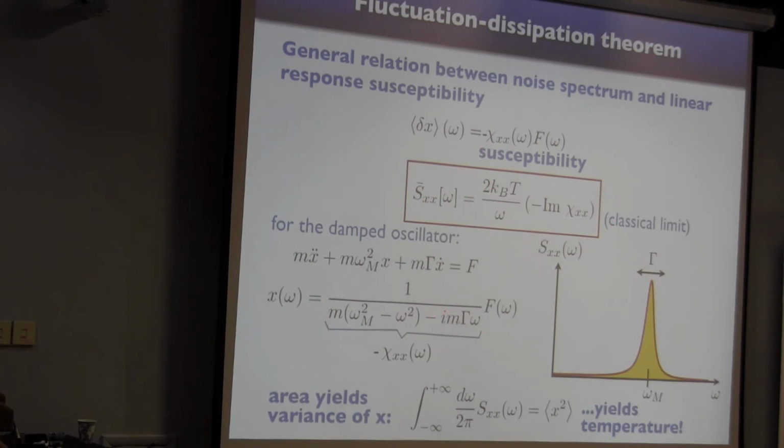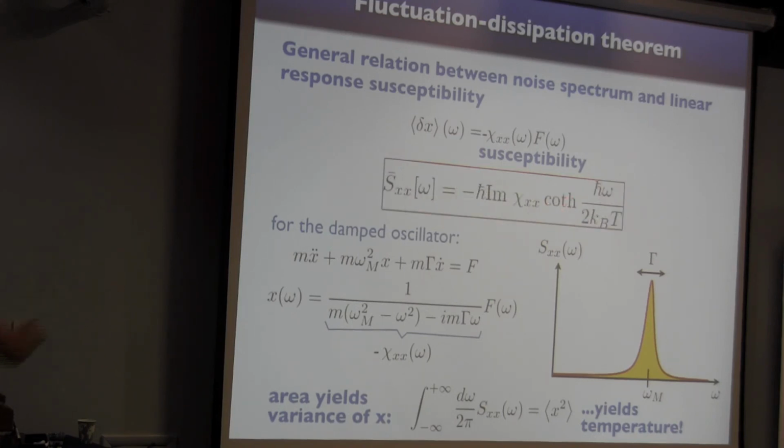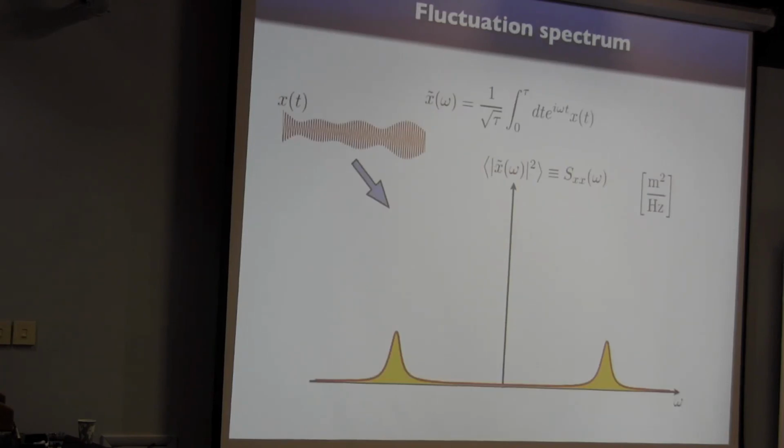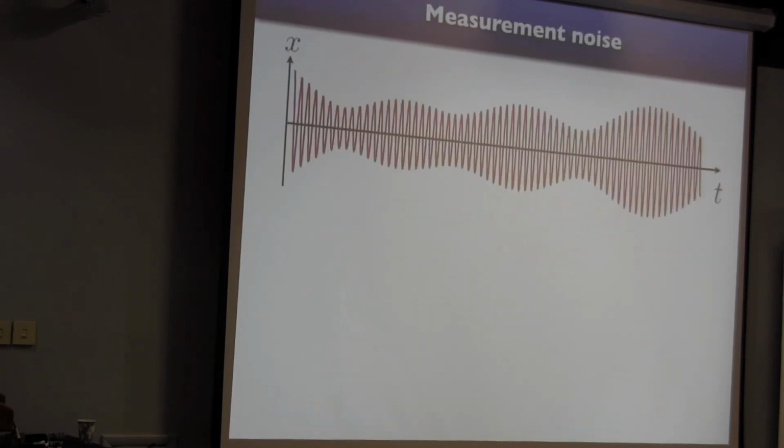Okay, how do I deal with that in the quantum limit? Well, I basically replace k_B T by h-bar omega over 2 times this hyperbolic cotangent function. Okay, so that's the quantum version of the fluctuation dissipation theorem. So this is the good noise, right? This is what we think the mechanical resonator is actually doing, right? So this is what we'd love to see and detect in the measurement.